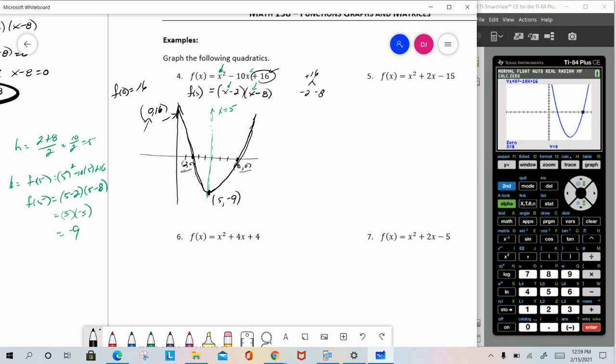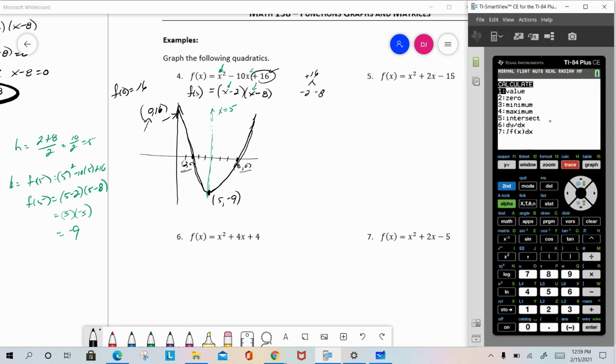To find that vertex, what I'm going to calculate is number 3, the minimum value. It's the same thing. I need a left bound and a right bound. So my cursor needs to be to the left of that minimum, enter. And then I've got to set a bound to the right, press enter, and somewhere in between, and I get 5, negative 9.